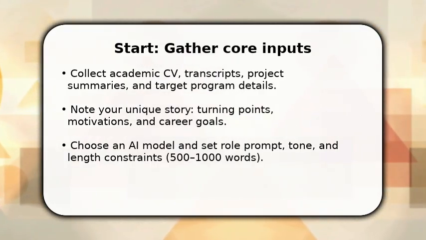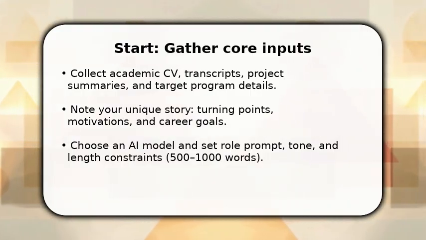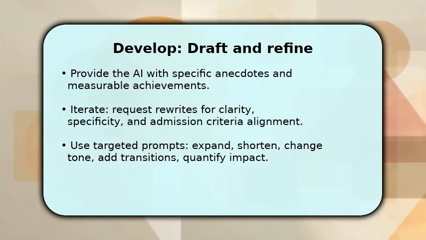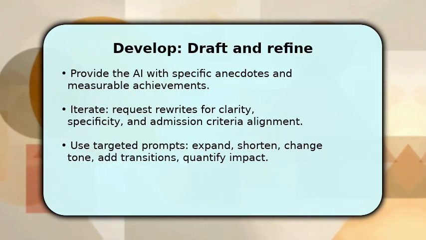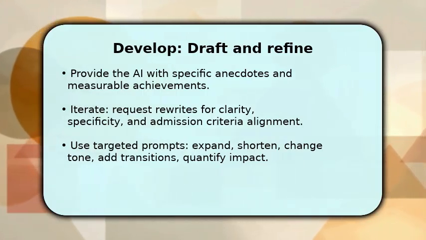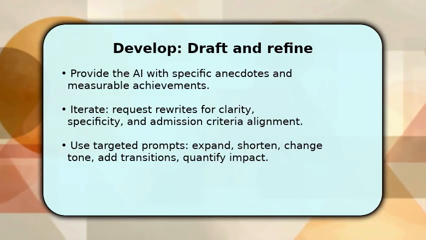You now feed the AI the anecdotes and measurable achievements that make you distinct, and ask it to draft paragraphs under each heading. Once you have text, request targeted rewrites. Make one version more concise, another more narrative, and a third emphasizing research fit.